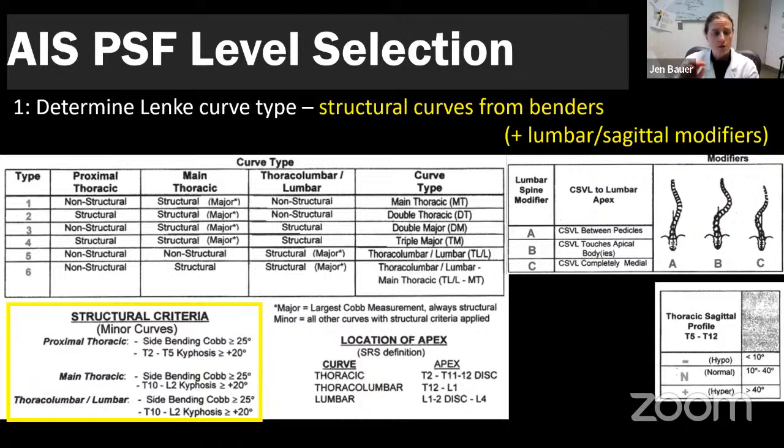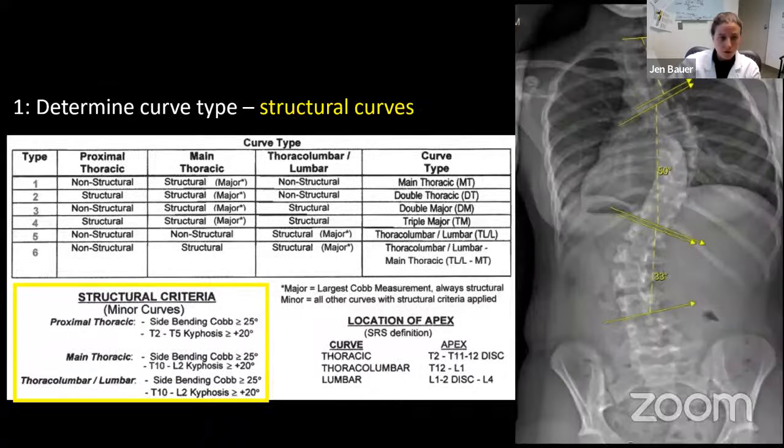So the first thing you have to do is decide what curve is structural. And the structural criteria you can see in the square box on the bottom left I've outlined. This is the whole Lenke classification written out here. First, structural criteria. So is the curve the biggest curve? That's a structural curve. So if we look here, this is the biggest curve, this 50 degree curve. So that's definitely a structural curve. So that we call a main thoracic curve. That's one of the structural curves.